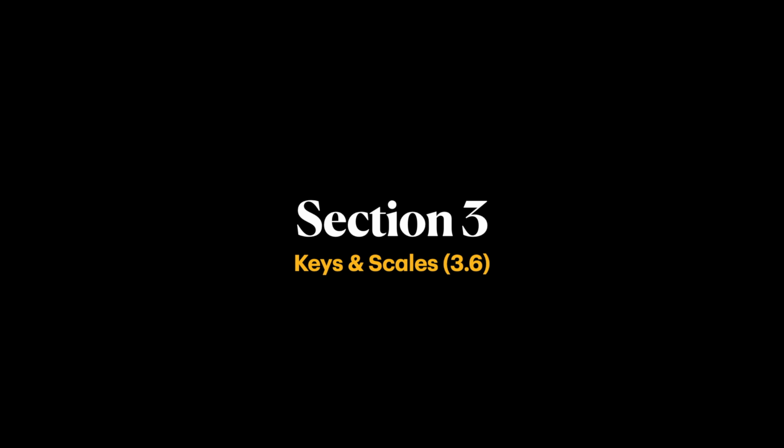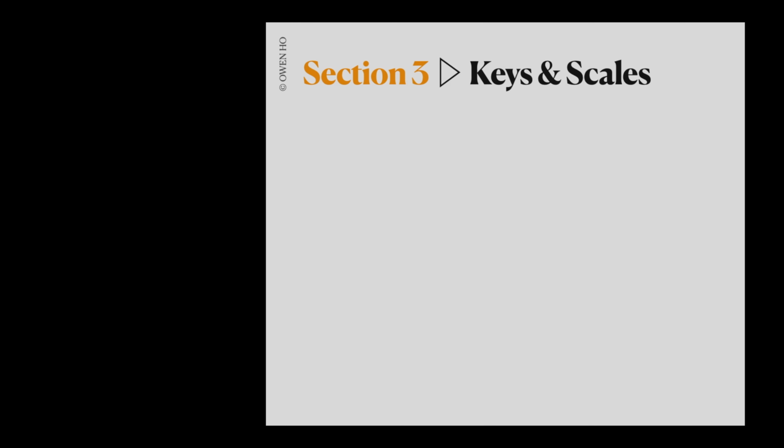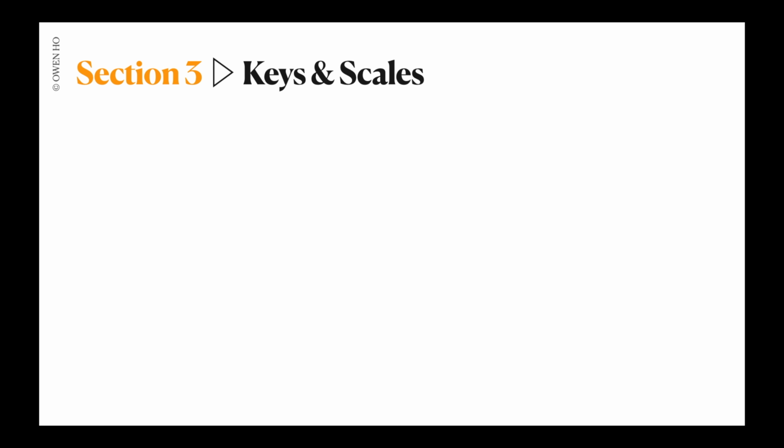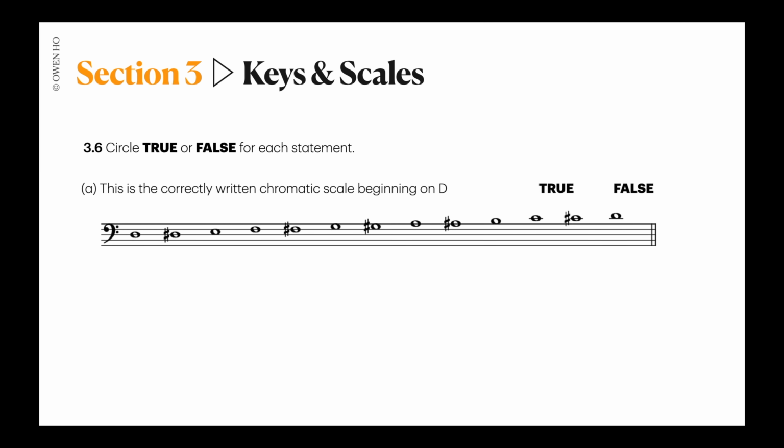Section 3.6. In this section, you will see a question like this. Circle true or false for each statement. This is the correctly written chromatic scale beginning on D.